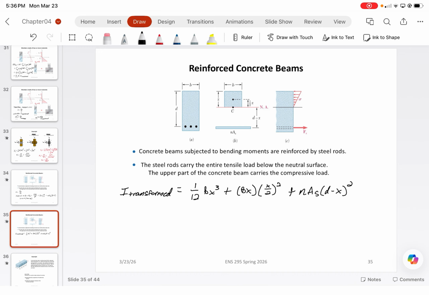And then lastly, from here, we can calculate the stress in the concrete using My over I transformed. I'm just going to write T just to simplify it. I don't really feel like writing the whole thing. And then we can calculate the stress in the steel using n M times d minus x, because that's its y coordinate, divided by I T.